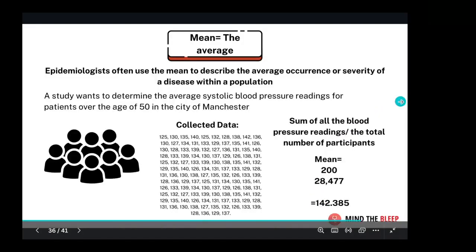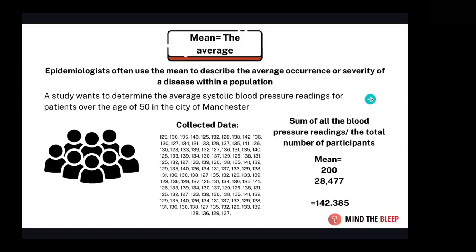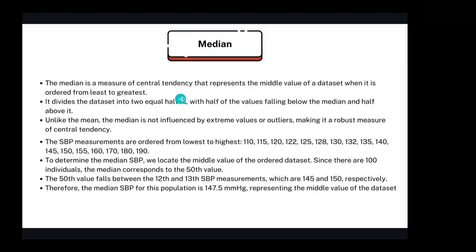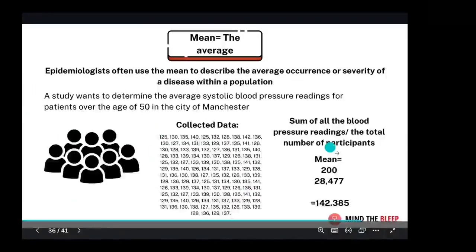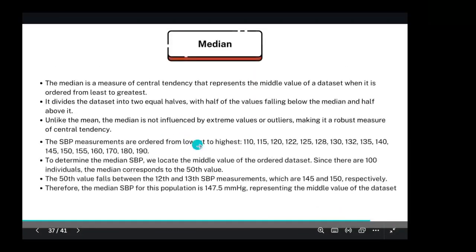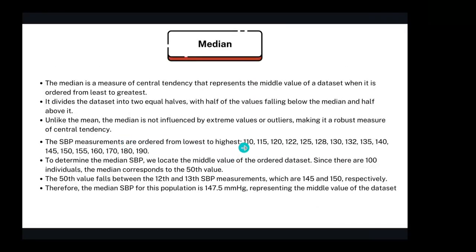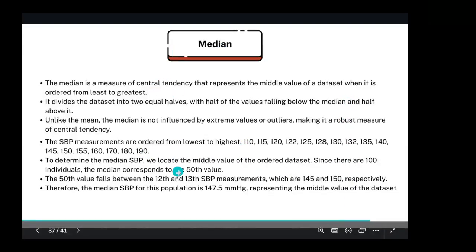So it tells you in Manchester, the average systolic blood pressure reading for individuals over the age of 50 is 142.4 millimeters of mercury. Median is basically where you have a set of data. Again, let's continue on with our example from here. So you have a set of data, you order them from the lowest blood pressure reading to the highest, and you try to figure out which is the middle, right? So the median is the middle reading.